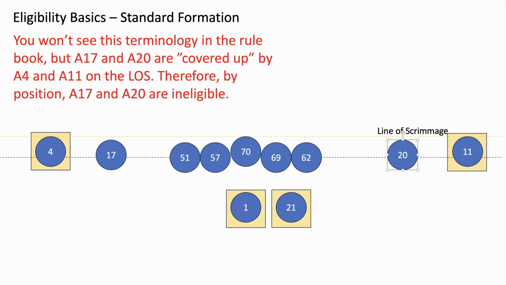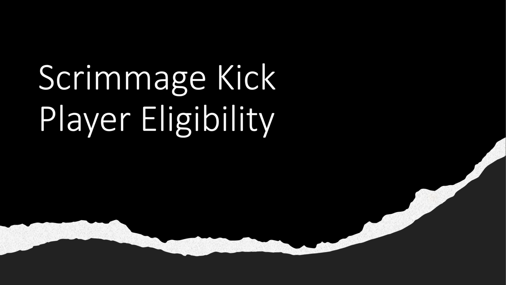flank officials. 17, if you're off the line of scrimmage, get off the line of scrimmage. Scoot back a little bit. Same thing with A20 over here. But in our original formation here with A17 and A20 on the line of scrimmage, these are both ineligible. And in this particular formation, Team A only has 4 players that are allowed to touch a legal forward pass.